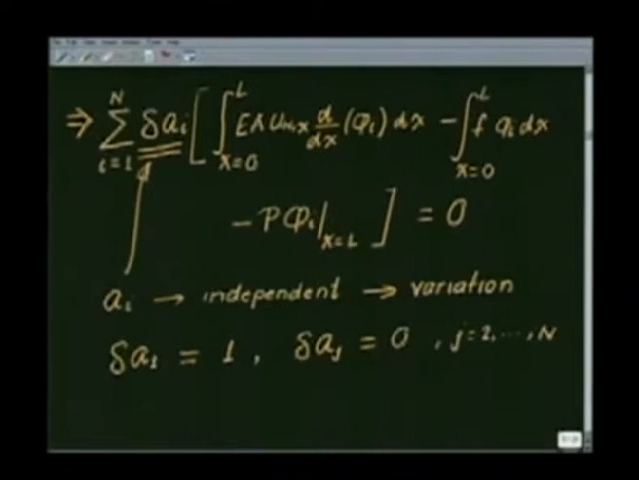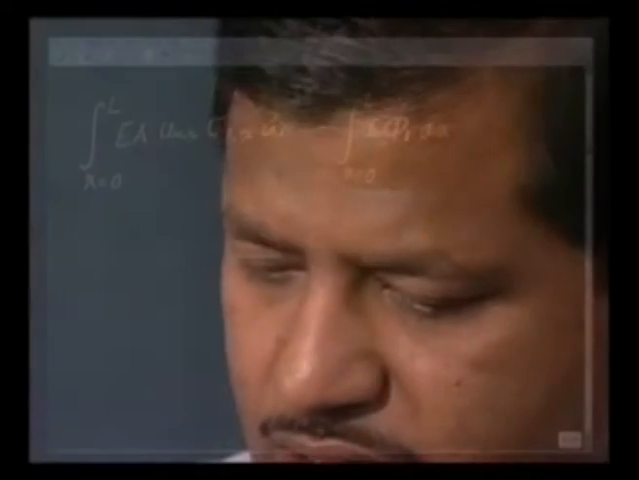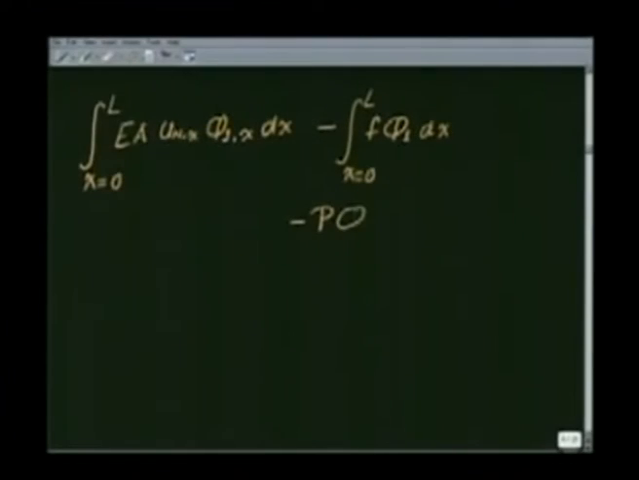When we put it back in this expression, this summation gives us what? By putting the value of variation of A1 is equal to 1 and all the other variations equal to 0, we will get integral x is equal to 0 to L Ea un comma x, I will write phi 1 comma x dx minus integral x is equal to 0 to L f phi 1 dx minus p into phi 1 evaluated at x equal to L is equal to 0.